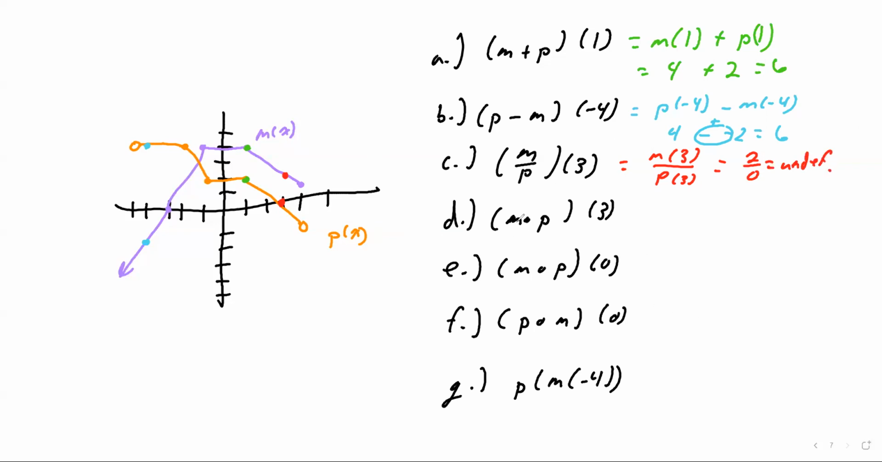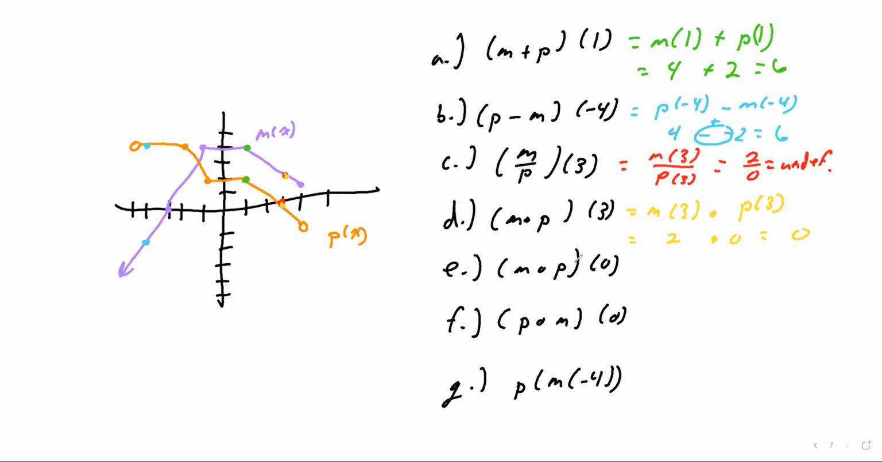This is p times m, or m times p. So this would be m of 3 times p of 3. So again, I go to 3. M was 2, and p was 0. So 2 times 0 gives me 0.